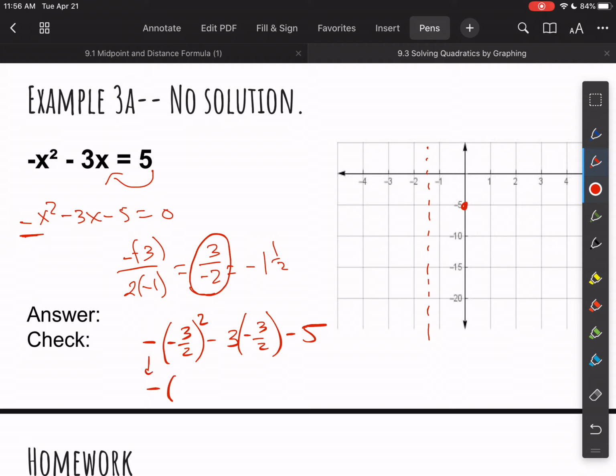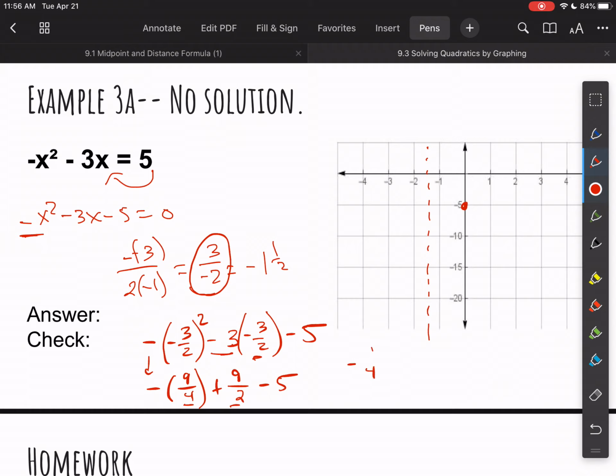So negative, this would be 3 squared is 9, 2 squared is 4. Okay, and then we're going to add, because we have a negative 3 times a negative, negative times a negative is a positive. This becomes negative 3 times negative 3 is positive 9 over 2, minus 5. Okay, a little fraction reminder here, you guys. We have to find a common denominator, right? So in this case, that would be 4.